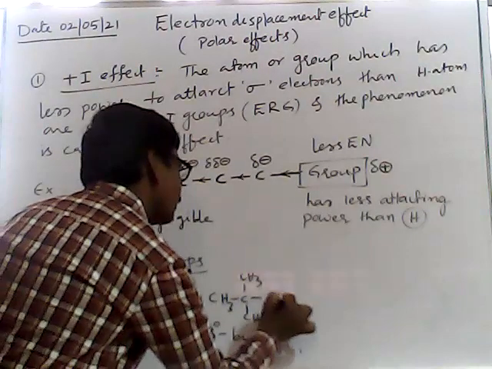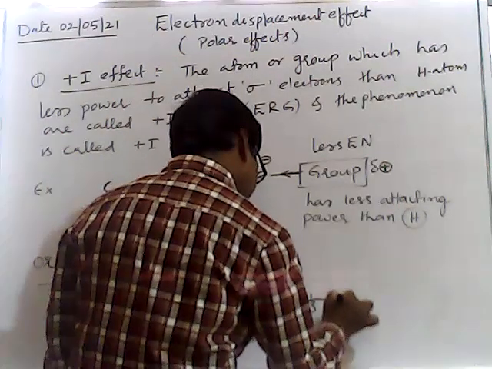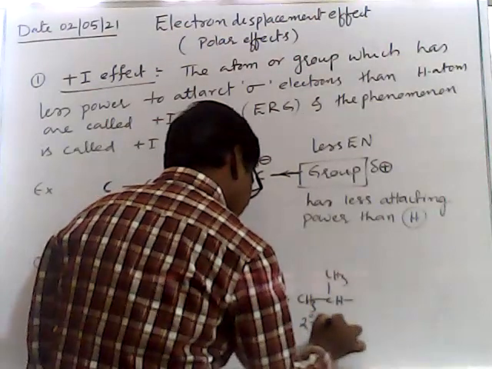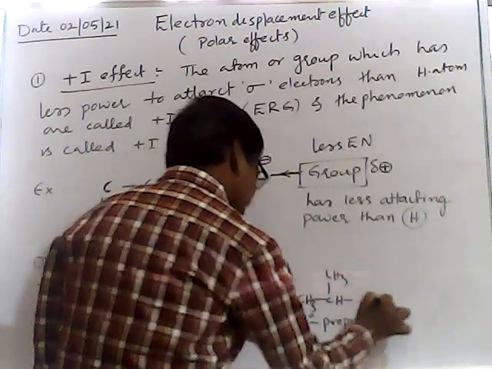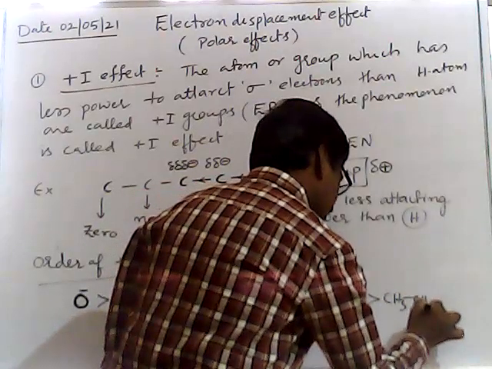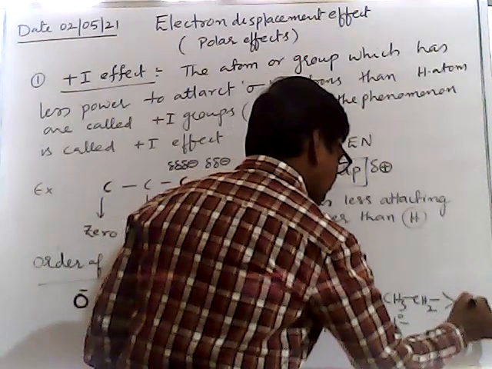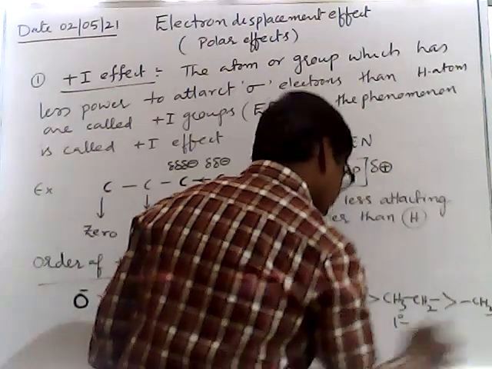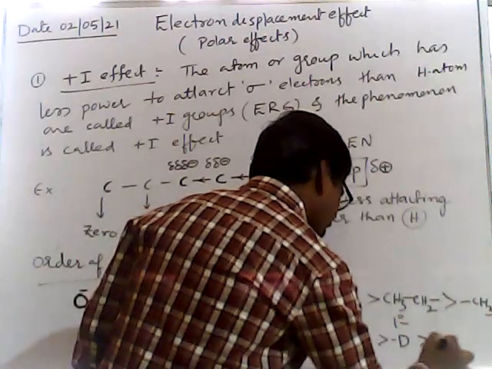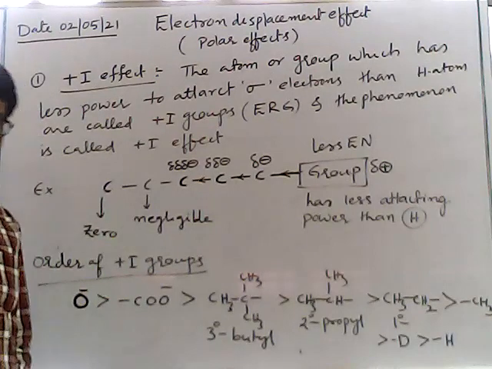Tertiary butyl group. Then secondary. Secondary means CH3, CH, CH3. This group is secondary propyl we can say. Then after that we can say primary, CH3, CH2. This much only. It is primary. Then least, here methyl group. Then after methyl group, deuterium. Then the last one is hydrogen. Hydrogen has the least, which is nothing but it has 0 inductive effect.